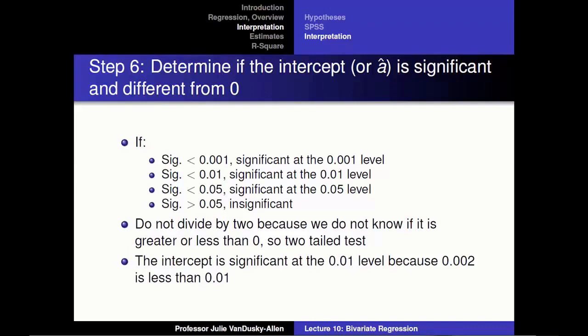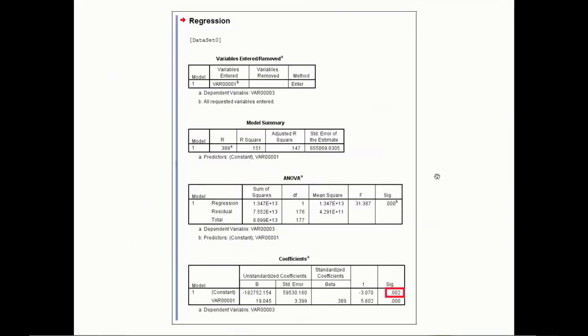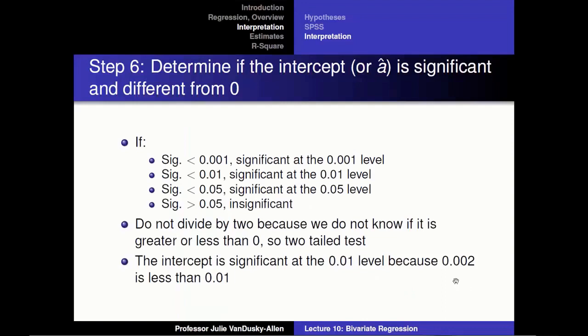Note that I did not divide the sig values by 2 because, unlike a coefficient, we do not have an expectation of whether an intercept or a hat should be greater or less than 0, so we used a two-tailed test. Now back to our example. Our a hat is significant at the 0.01 level because 0.0002 is less than 0.01, but not less than 0.001.